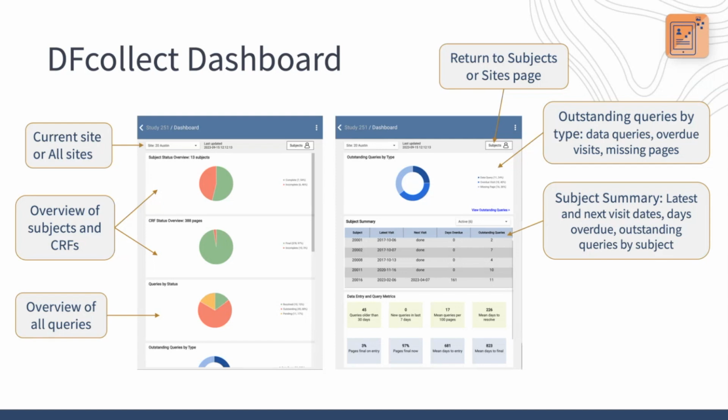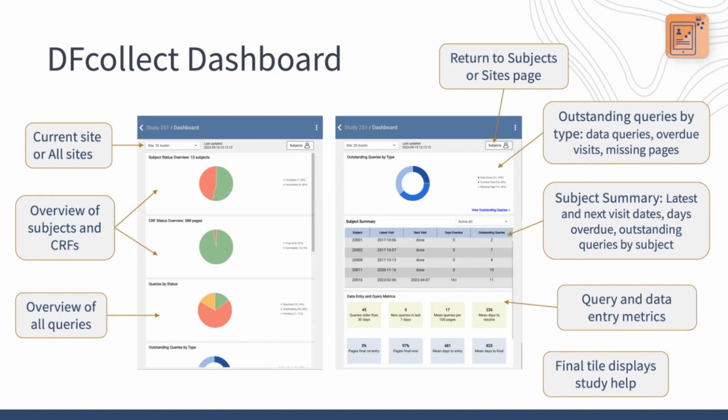And then below that, we've got subject summary. Subject summary will show you the latest and the next visit dates for your subjects, the days overdue, and any outstanding queries by subjects. And below that, we've added data entry and query metrics. So here you'll have an overview of your data entry queries and the query data entry metrics. And then the final tile will have the study help. This is only available when you have programmed some information help for the study.